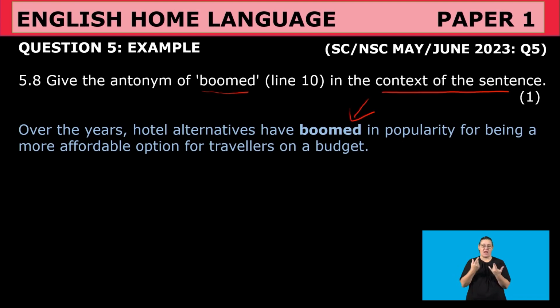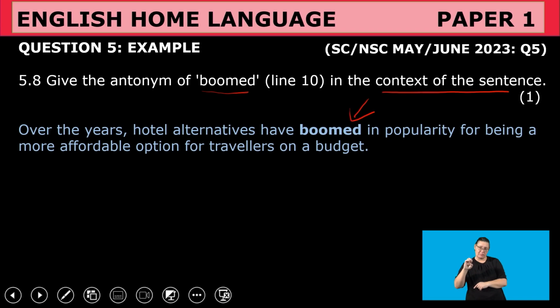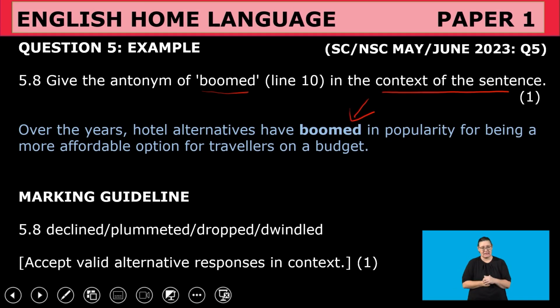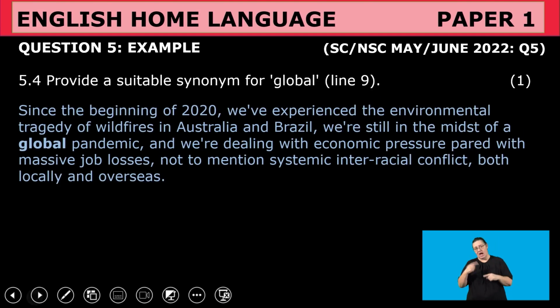You find a word with the opposite meaning and replace it within the sentence. Make sure that it fits. So decline, plummeted, or any other valid alternative will be accepted.